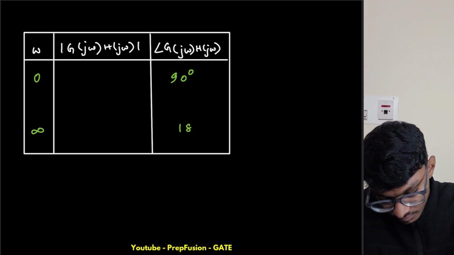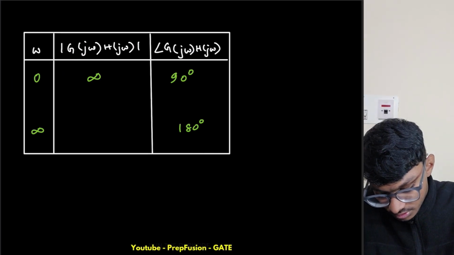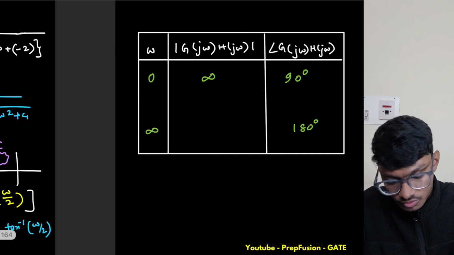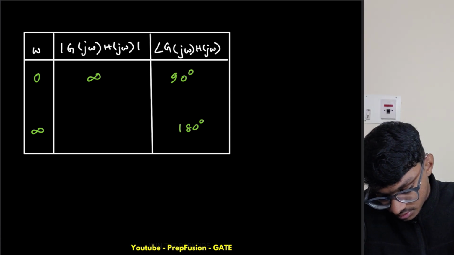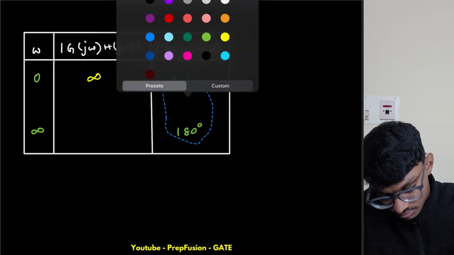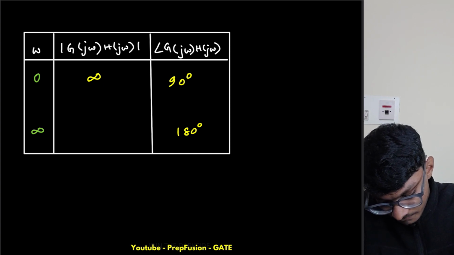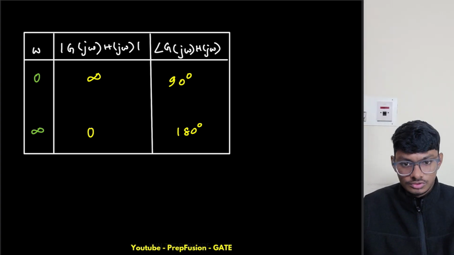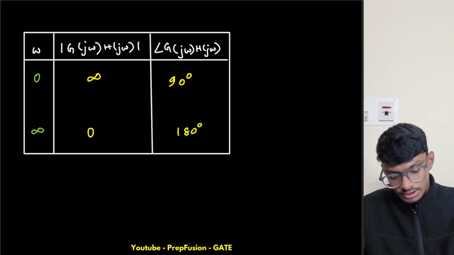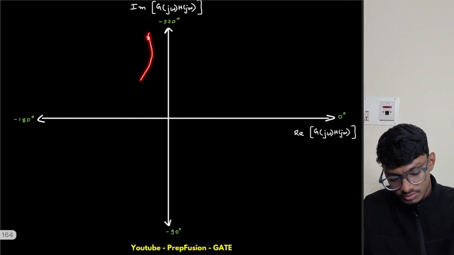Omega is infinity. What about the magnitude? Here, if omega is 0, then this goes to infinity. And if omega is infinity itself, then this magnitude will go to 0. Okay, let me draw this with different colors as this will be difficult. Magnitude will go to 0 basically. So how will the plot look? It will start somewhere from 90 degrees, somewhere along these lines, then it will go something like this.